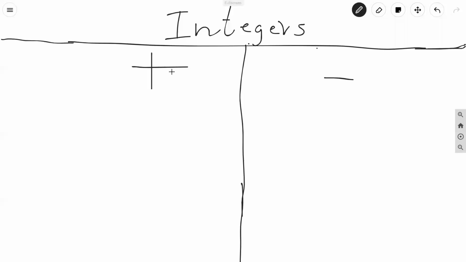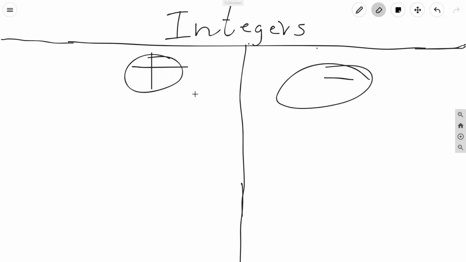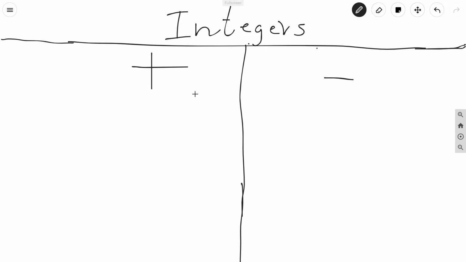Hello guys, so today we're going to be talking about a new math topic called integers. So what are integers? Integers are like just two sides, positive and negative. Okay, so how does this basically work? Integers are types of numbers.